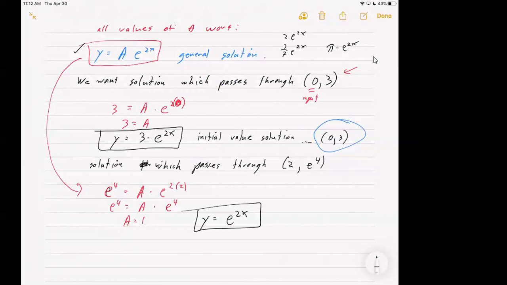So that is the initial value solution that would pass through the point 2, e to the fourth, if we were to graph it. All right, so there are an infinite number of initial value solutions depending on where you choose as your starting point. So the general solution leads to an infinite number of possible specific or initial value solutions.